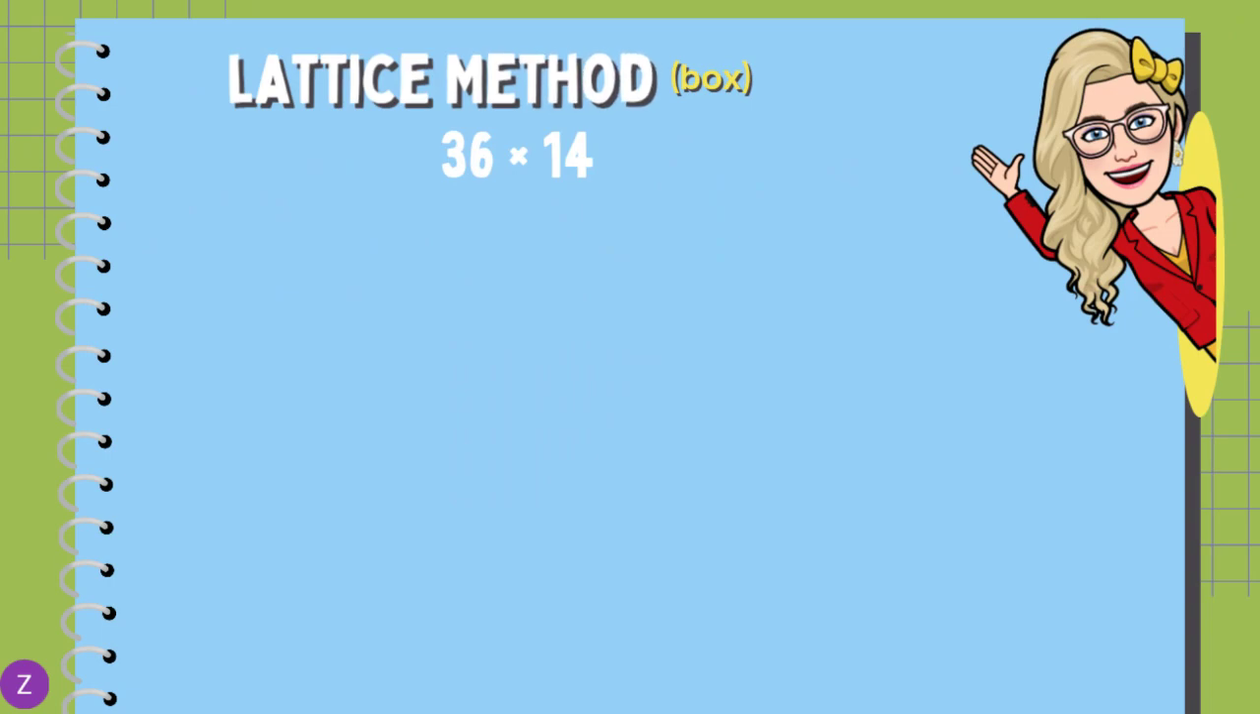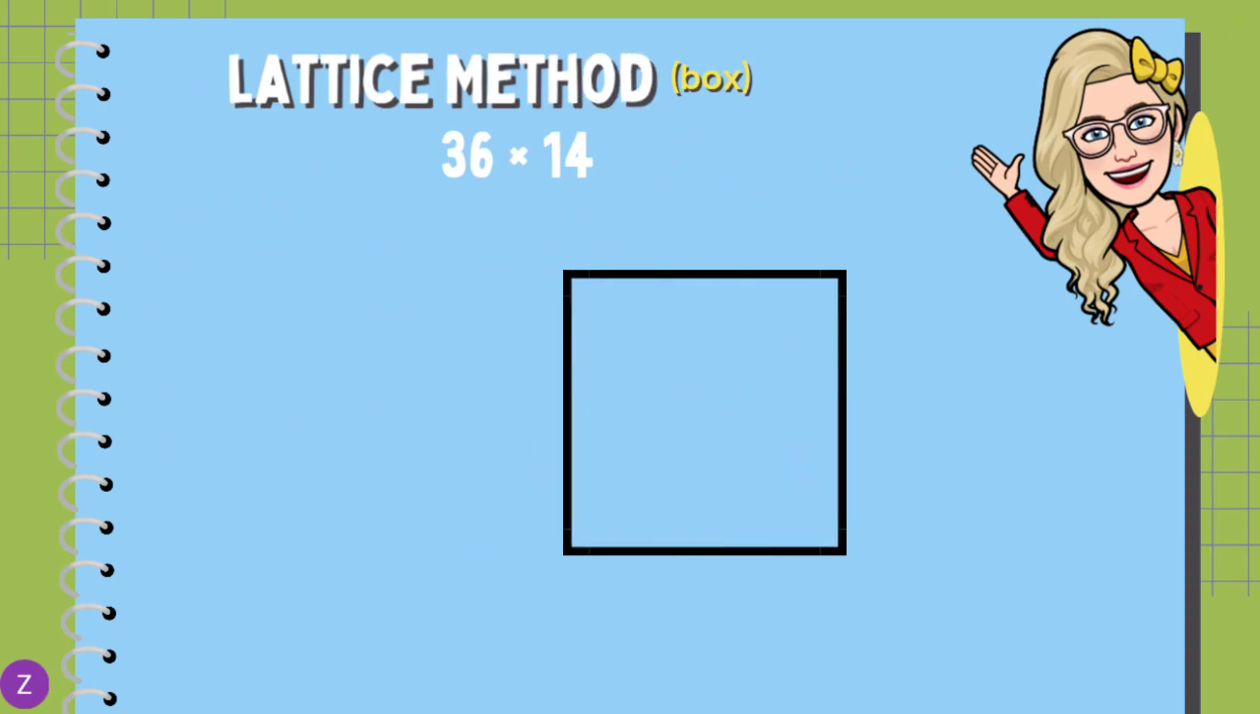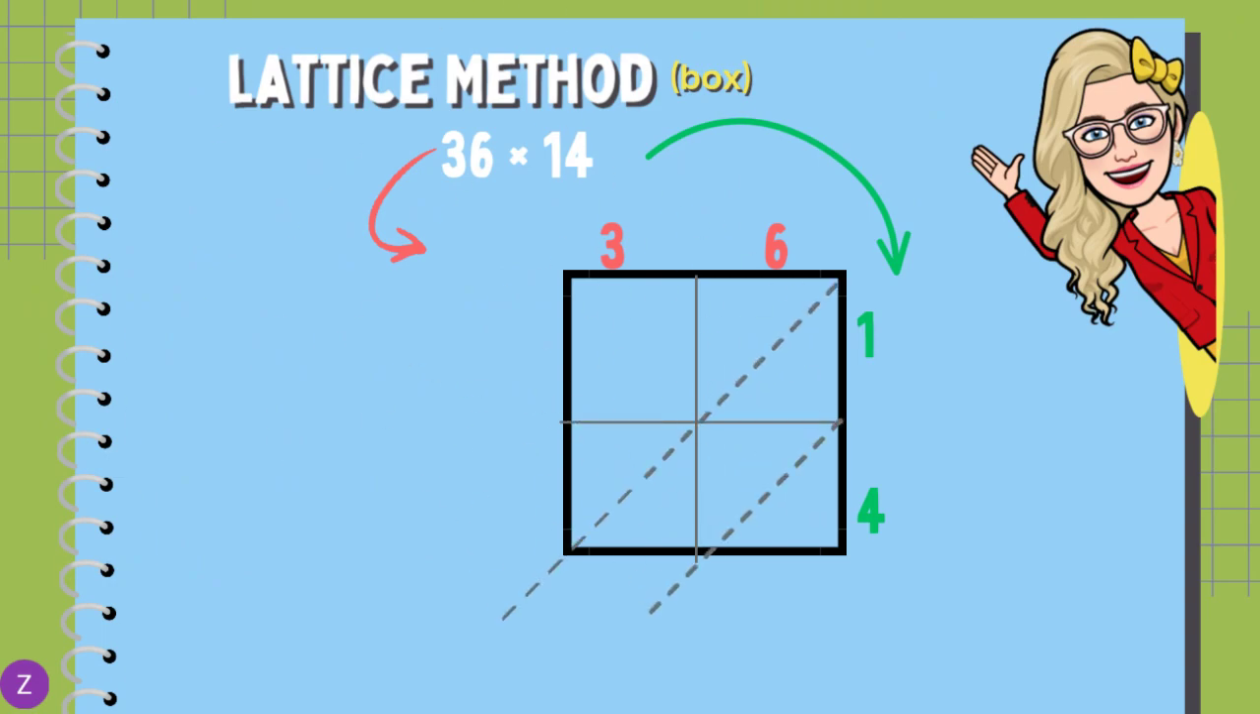I also have a very nice new method to introduce, which is the box method. You take your number and you create a box, a space for each number to be in. So with the 36, the first number, we put at the top. Each number has its own column. Then you take the 14 and you put that on the side. Each number also now has its own column or line or box, whatever you want to call it.